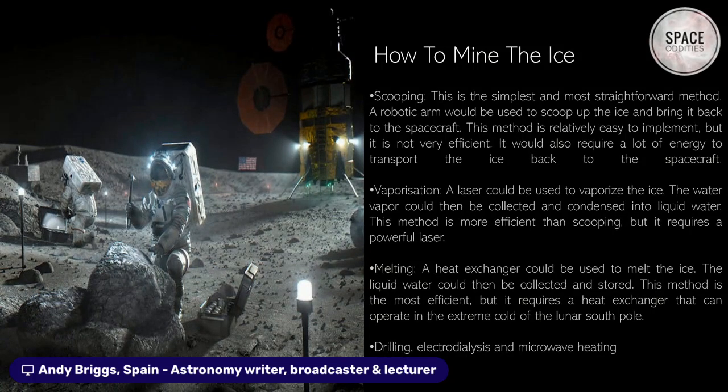You can scoop it with a robotic arm, but it turns out that's not very efficient and certainly not energy efficient. You can use a laser to vaporize the ice and then collect the water vapor. That I think would be a little bit tricky to do, but it's one option. You could use a heat exchanger to just melt the ice and collect the liquid water. And there are other methods they're looking at, including just straight drilling, something called electrodialysis, and heating the ground with microwaves to release the water held up in it.